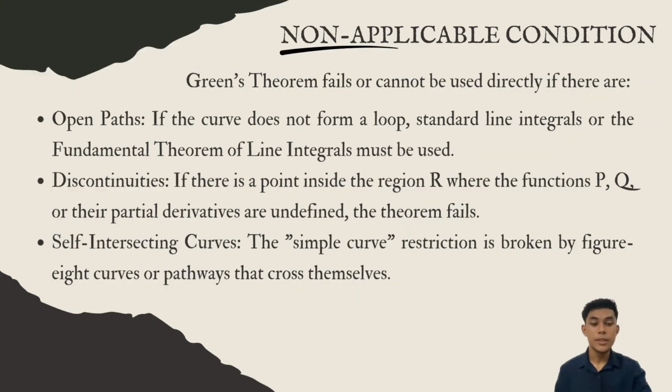Now, let's move to the non-applicable conditions. There are three conditions where Green's theorem fails or cannot be used. The first condition is an open path. If the curve does not form a loop, the standard line integral or the fundamental theorem of line integrals must be used. The second condition is discontinuities. If there is a point inside the region R where the functions P, Q or their partial derivatives are undefined, the theorem will fail. And the last condition is a self-intersecting curve. The simple curve restriction is broken by figure-8 curves or pathways that cross themselves.